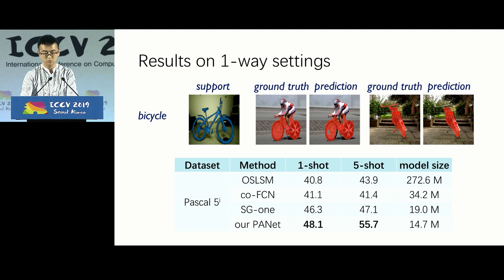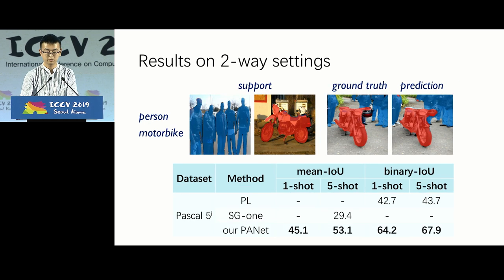Here are the results on one-way settings. Given a support image with its pixel level mask, our model is able to segment the objects of the same class, like in this example, in the query images. On the benchmark dataset, our model outperforms the previous work by a large margin, but with smaller model size. Our model can also deal with cases where more than one object class is present and provides a strong baseline for future works.